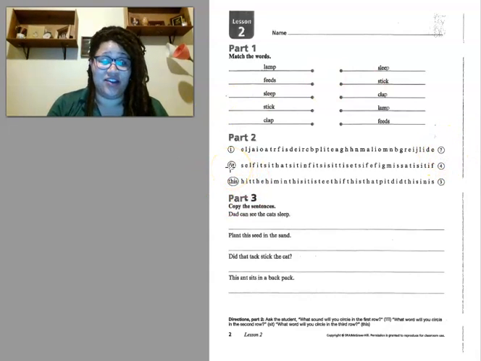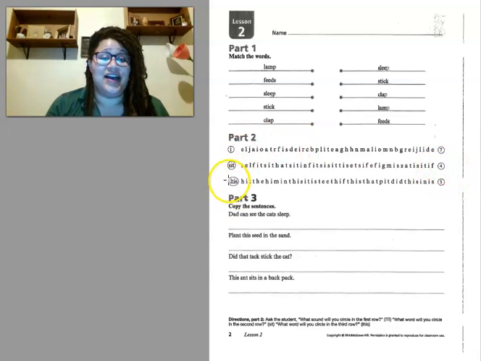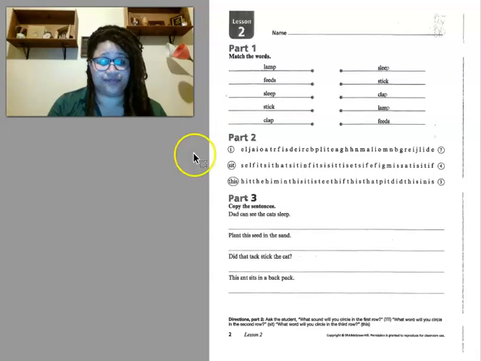In this line, you're going to circle the word sit. What word? Yes, sit. And there are 4 of them. Make sure you find all 4. In this line, you are circling the word this. What word? Yes, this. And there are 3 of them. Make sure that you find all 3.